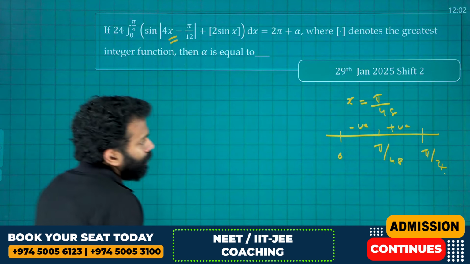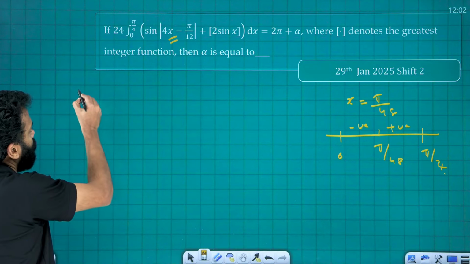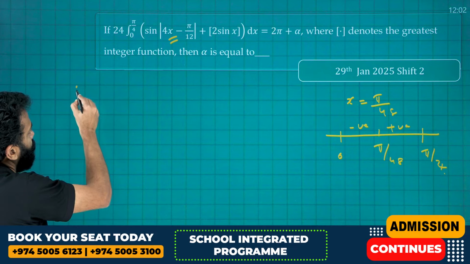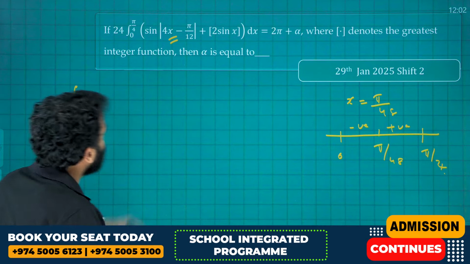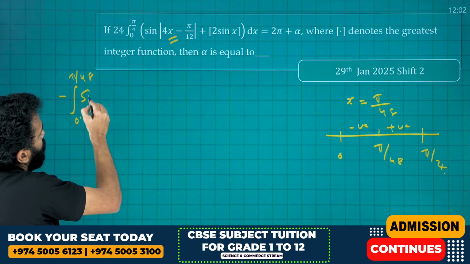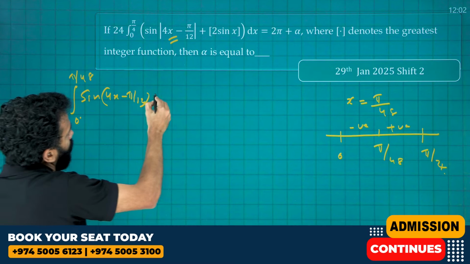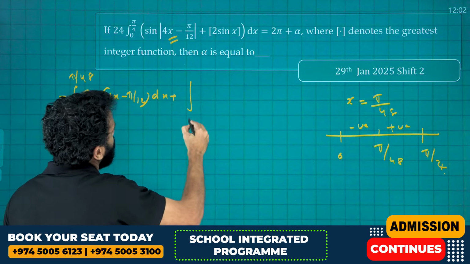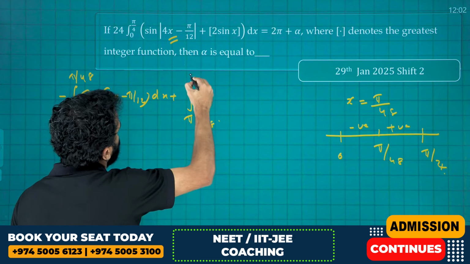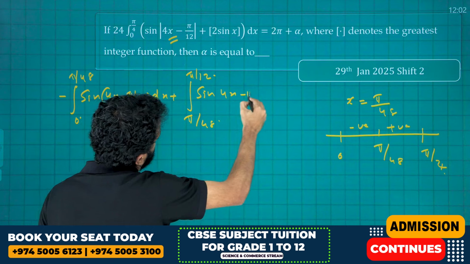Okay. So, like that we can split this; the 24 we can handle later. That is the integral from 0 to pi by 48 of minus sine of 4x minus pi by 12, dx, plus the integral from pi by 48 to pi by 4 of sine of 4x minus pi by 12.